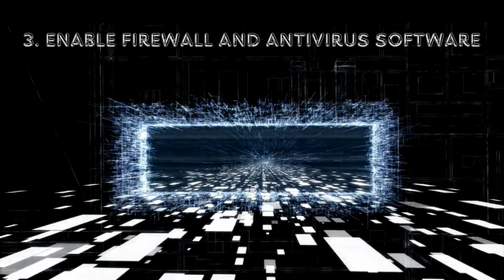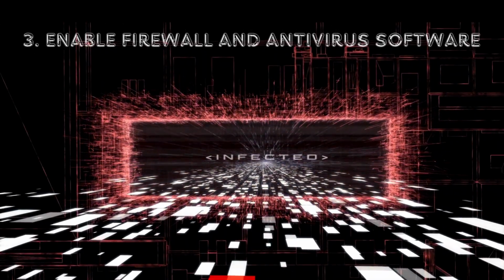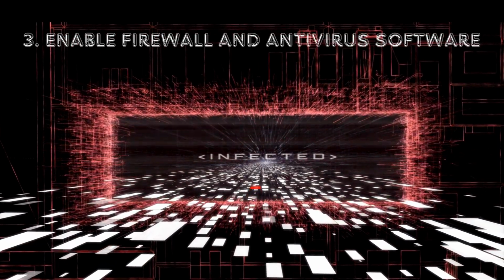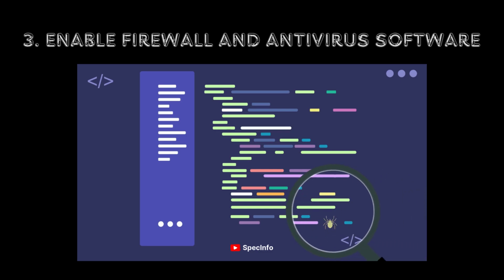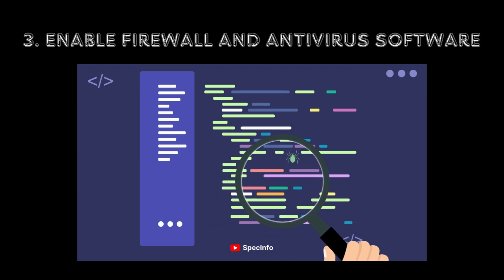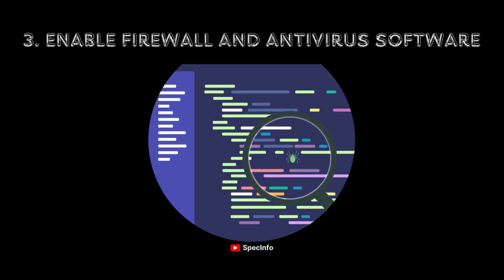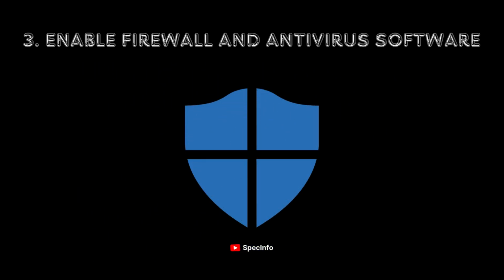Third, enable firewall and antivirus. Firewalls monitor incoming and outgoing traffic to your systems and infrastructure, while antivirus software scans for known threats only. Make sure both are enabled at all times and that your antivirus software is up to date. In Windows, make sure your Windows Defender, Firewall, and real time threat settings are always on.